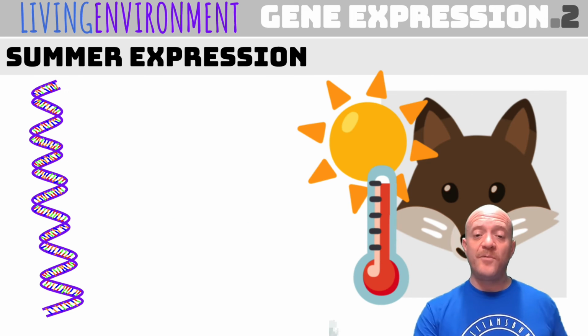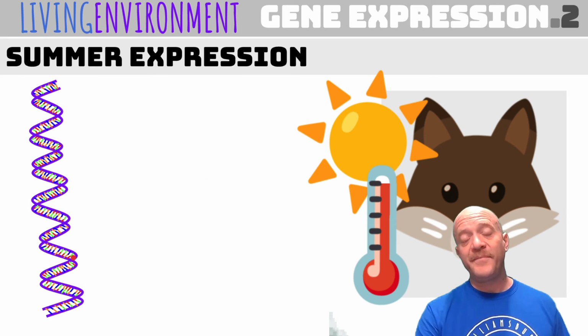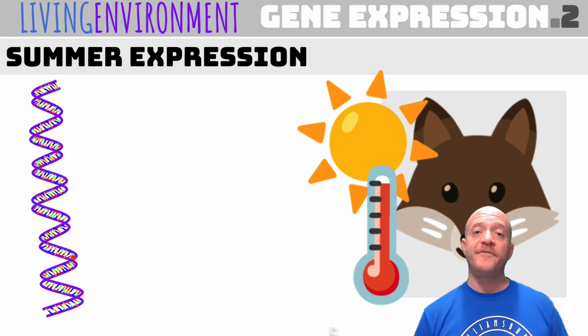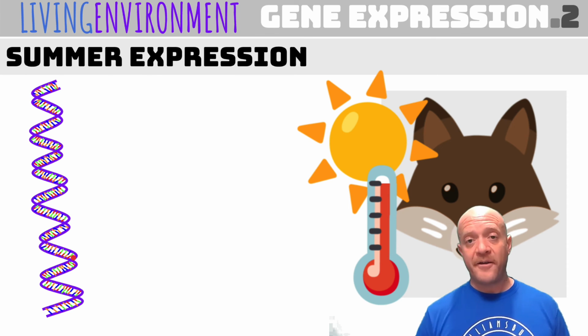Now in the summer, when the temperature rises, that gene is now turned off. So when that gene is turned off, the white fur is no longer made, and then the foxes lose the white fur, and they have a darker colored fur that blends in better with the mosses and the grasses that are found in the Arctic in the summer.